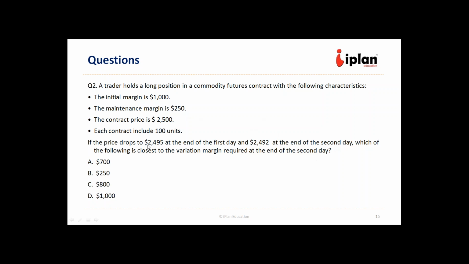So on the first day we have a loss of around $5, and we have 100 units. So the total loss is $500. So from the initial margin, $500 is gone. So $500 is left in your account.